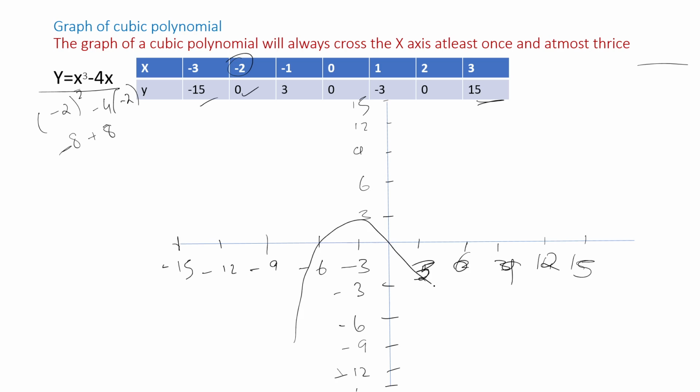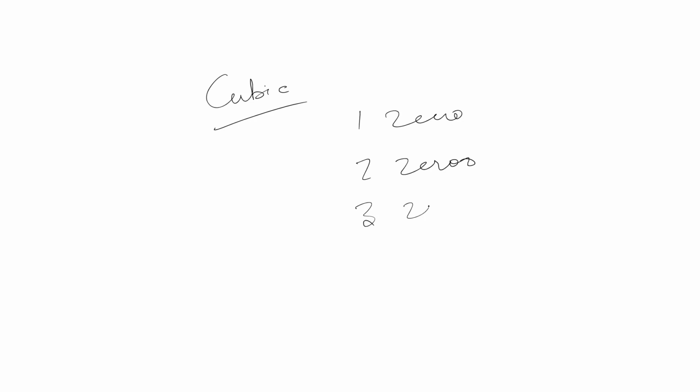the graph will be somewhat like this. So that means it touched the x-axis at 3 points. So the zeros of this, you can plot and see, are 3 zeros over here. In general, this cubic polynomial has 1 zero, 2 zeros or 3 zeros.